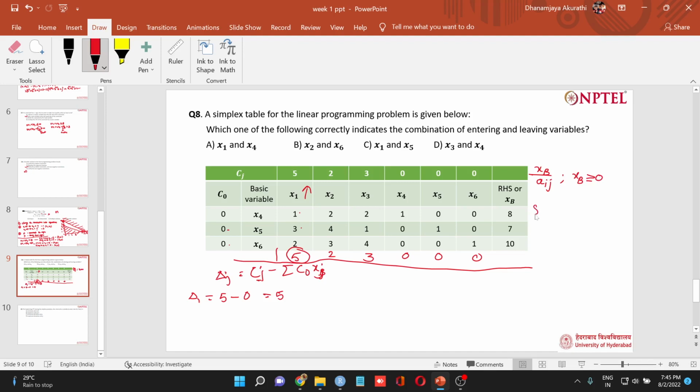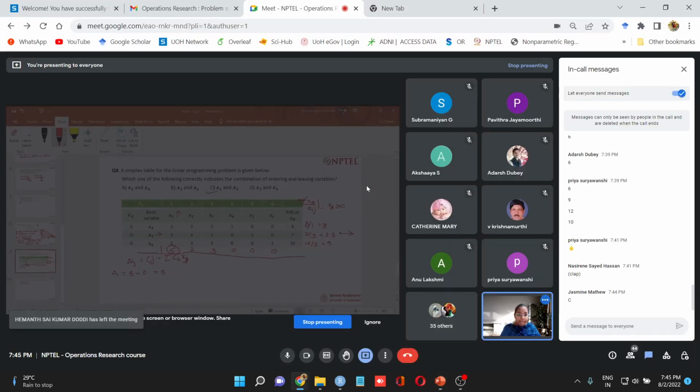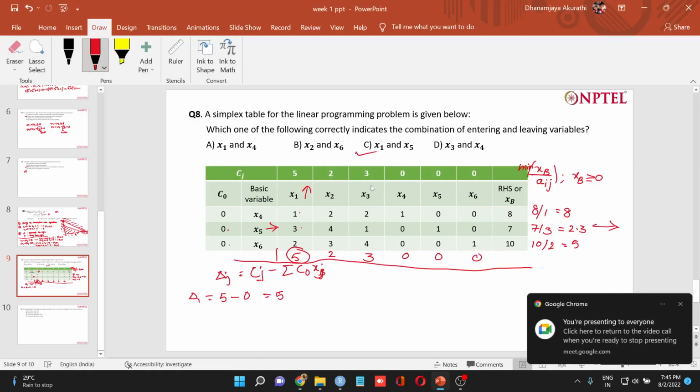So in the first row, xb is 8 and the given aij is 1, so the value is 8. Similarly 7 by 3 is equal to 2.3, and 10 by 2 is 5. Here we need the minimum ratio test, so the minimum of these is 2.3. So we can say that x5 is the leaving variable. Option 3 is correct. Is everyone able to get this?